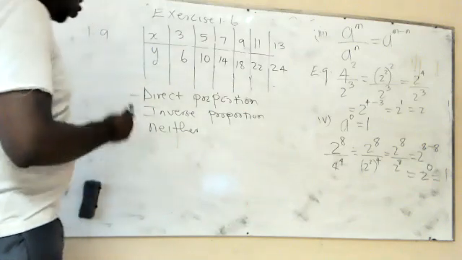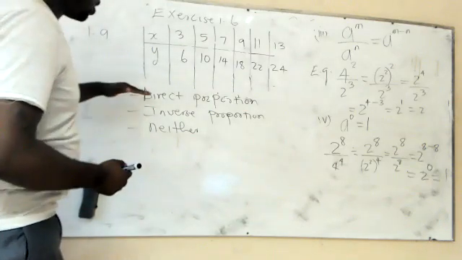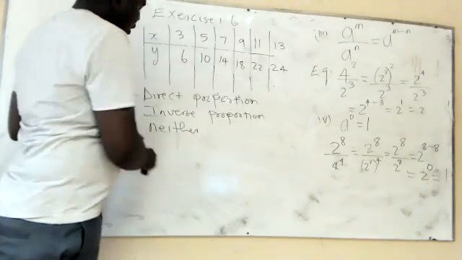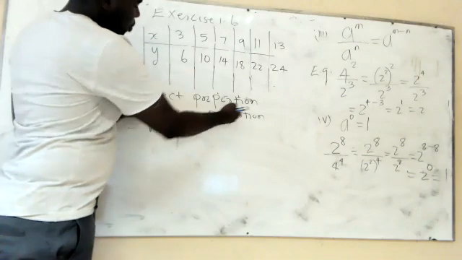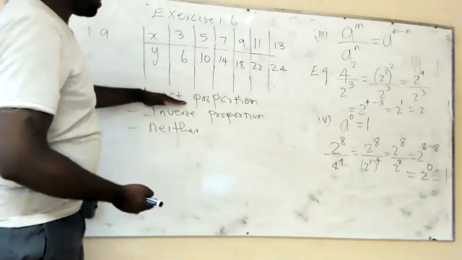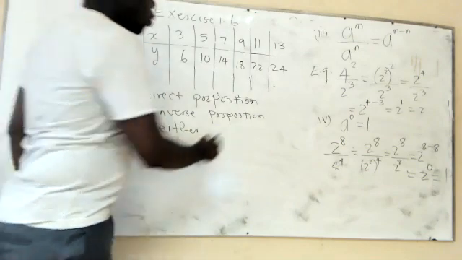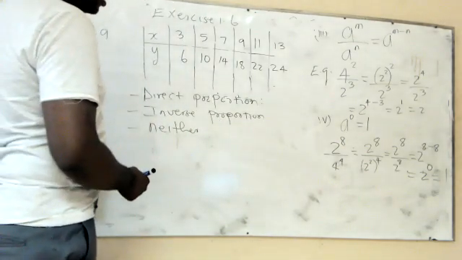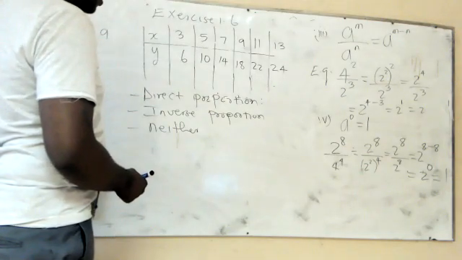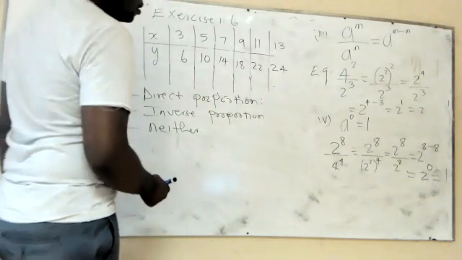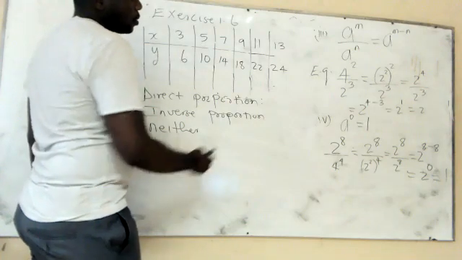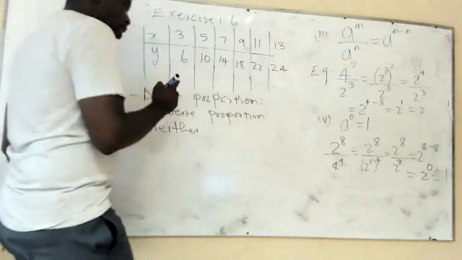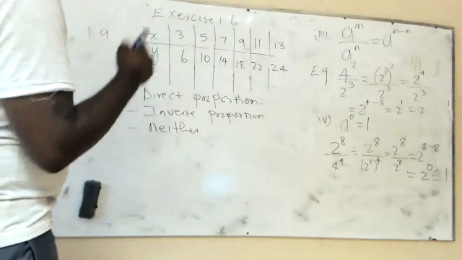Now, let's go straight to what the question requires us to find. We want to determine if on this table we have a direct proportion, an inverse proportion, or neither. So now, let's first focus on the direct proportion. What do you remember about the definition for direct proportion? They have a constant quotient, coefficient.